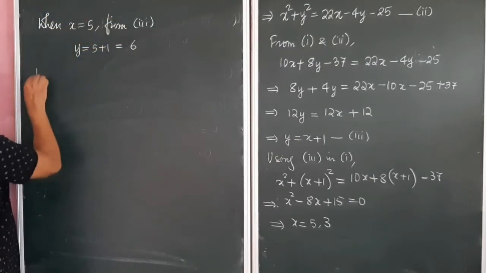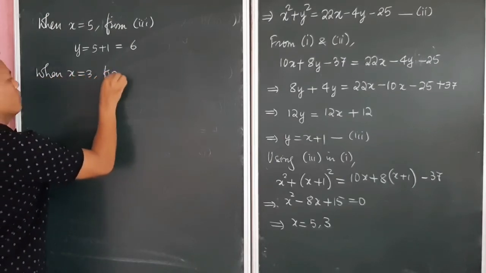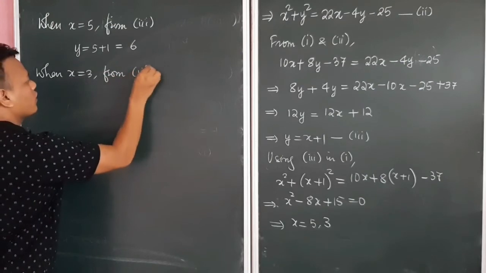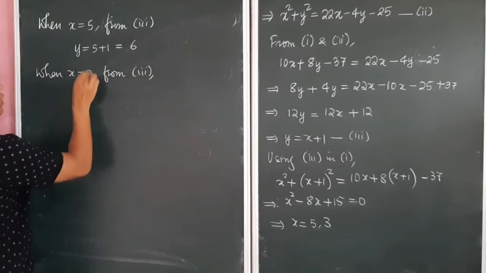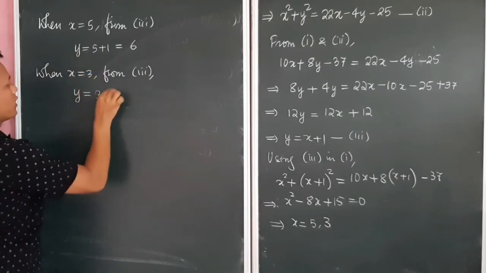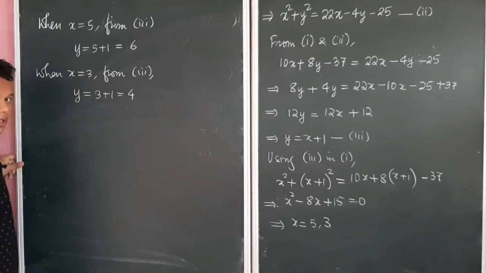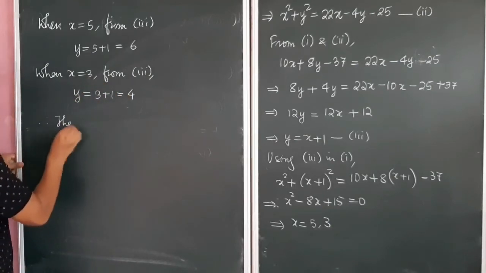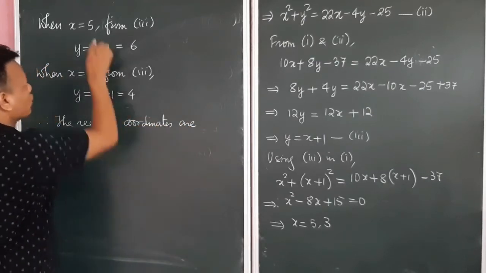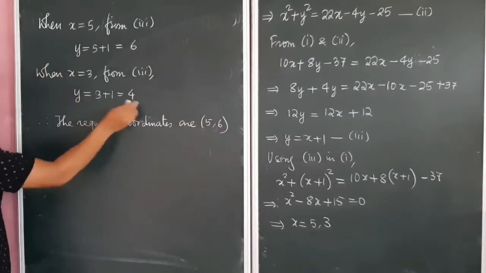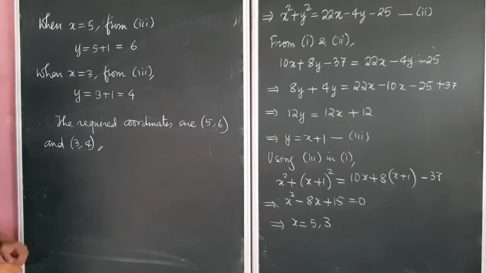Similarly, when x is equal to 3, then again from equation 3 we have y equals 3 plus 1, which is equal to 4. So another coordinate here is 3 comma 4. All right, so you may pause the video to note down.